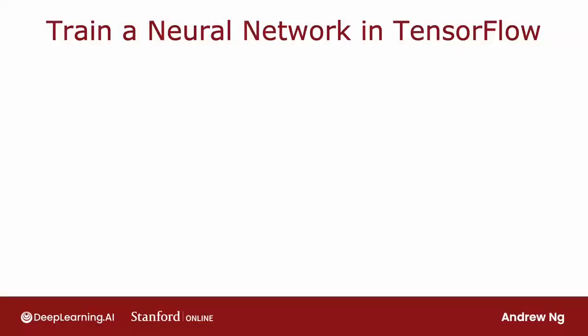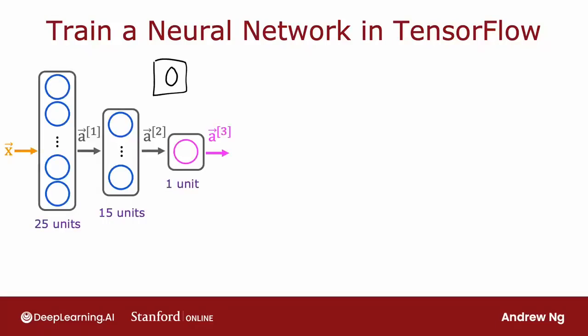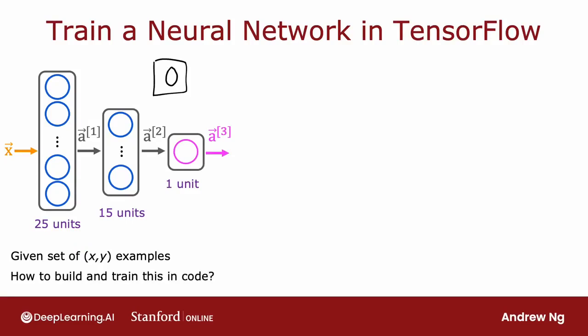Let's dive in. Let's continue with our running example of handwritten digit recognition, recognizing this image as 0 or a 1. And here we're using the neural network architecture that you saw last week, where you have an input X, that is the image, and then a first hidden layer with 25 units, second hidden layer with 15 units, and then one output unit. If you're given a training set of examples comprising images X as well as the ground truth label Y, how would you train the parameters of this neural network?